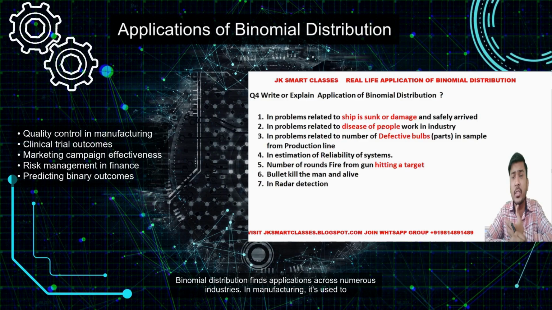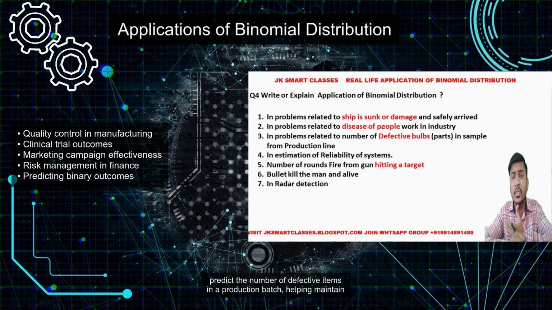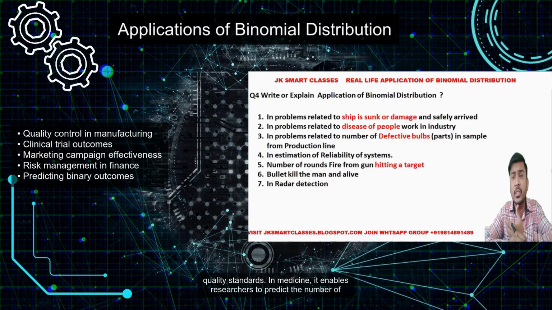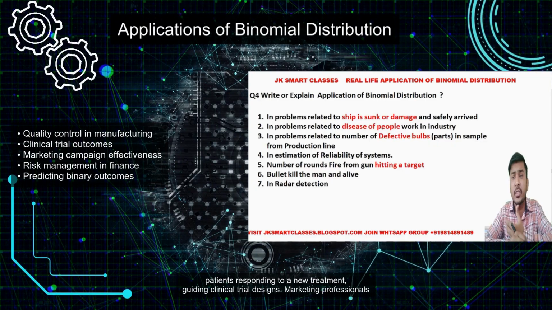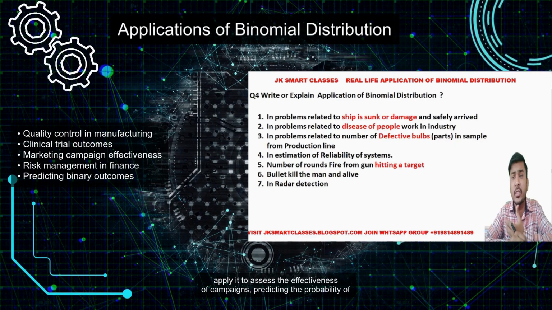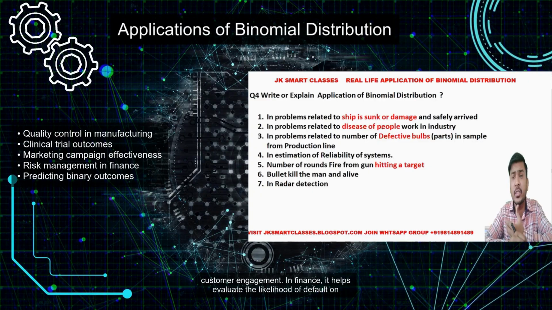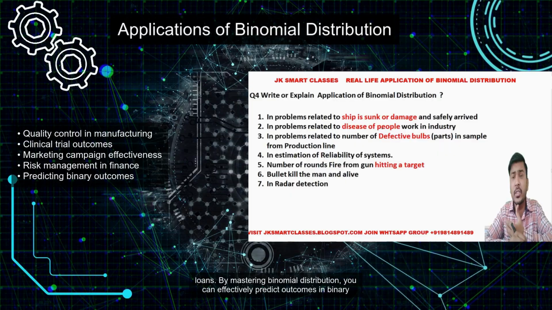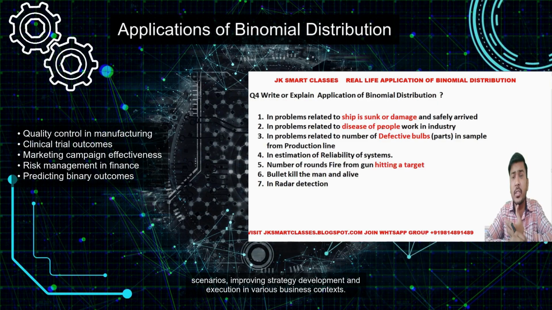Binomial distribution finds applications across numerous industries. In manufacturing, it's used to predict the number of defective items in a production batch, helping maintain quality standards. In medicine, it enables researchers to predict the number of patients responding to a new treatment, guiding clinical trial designs. Marketing professionals apply it to assess the effectiveness of campaigns, predicting the probability of customer engagement. In finance, it helps evaluate the likelihood of default on loans. By mastering binomial distribution, you can effectively predict outcomes in binary scenarios, improving strategy development and execution in various business contexts.